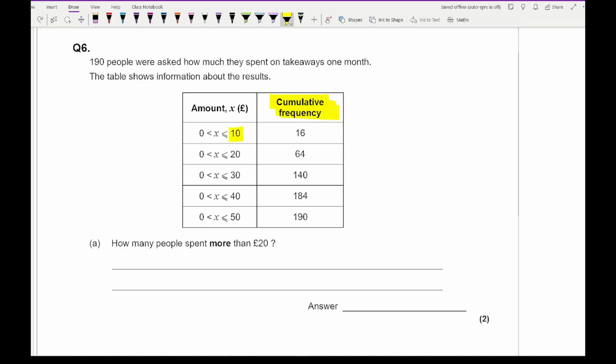So again, although the most common answer here would be 64, 64 actually represents the number of takeaways less than £20. So if the total number of takeaways is 190, how many people spent more than £20 is going to be 190 minus 64, which gives me an answer of 126.